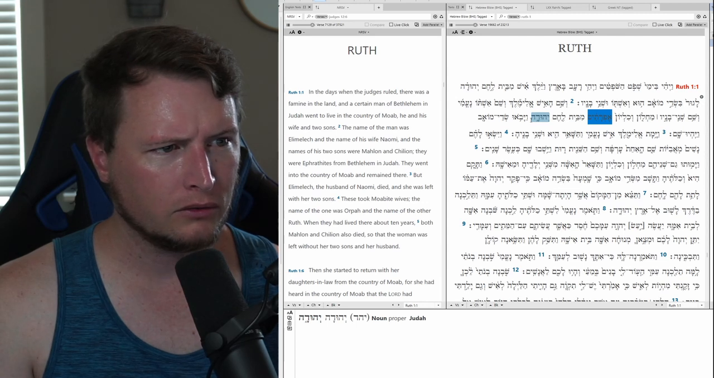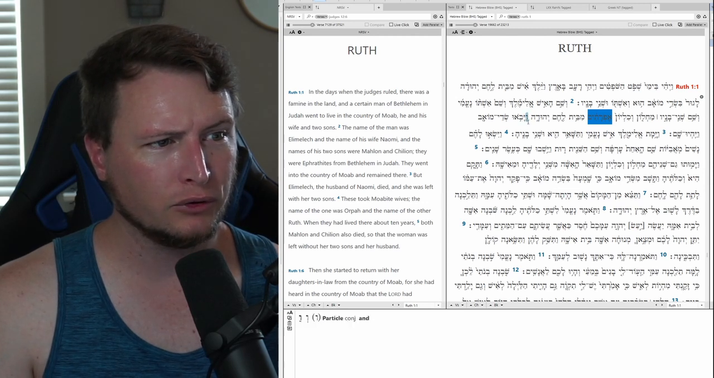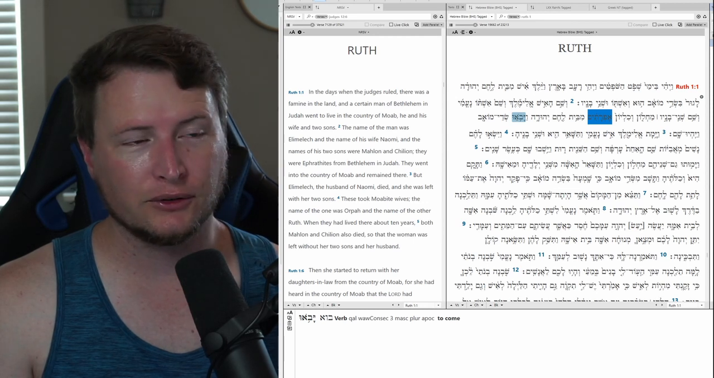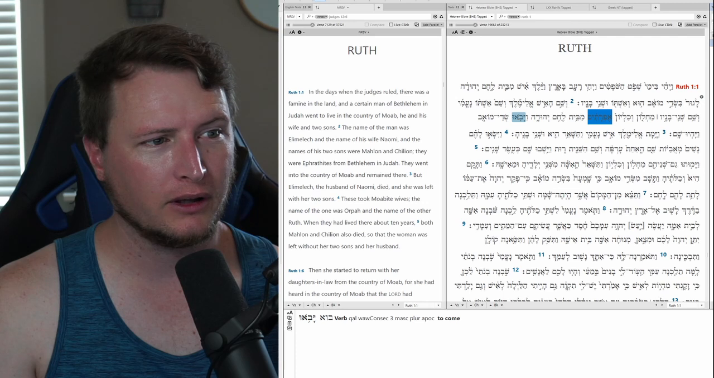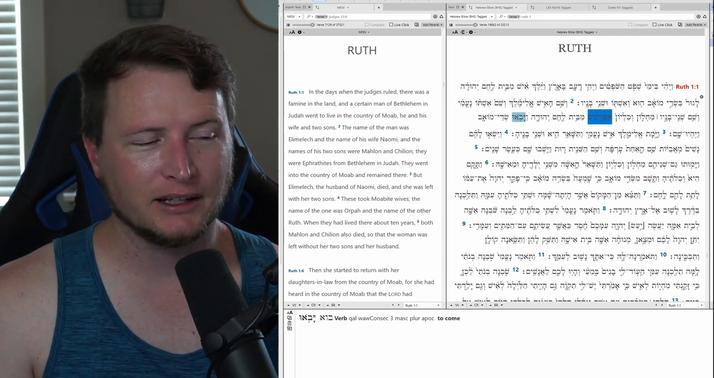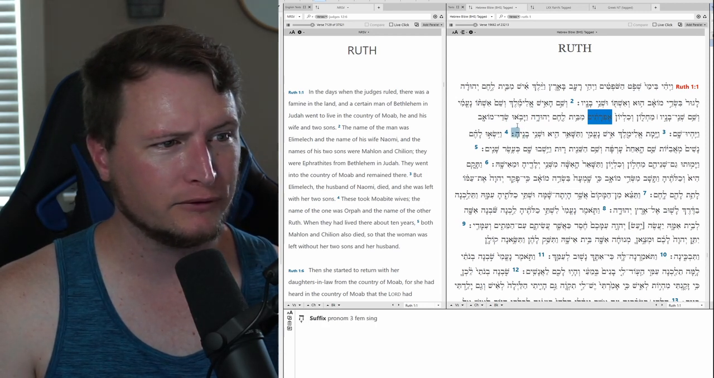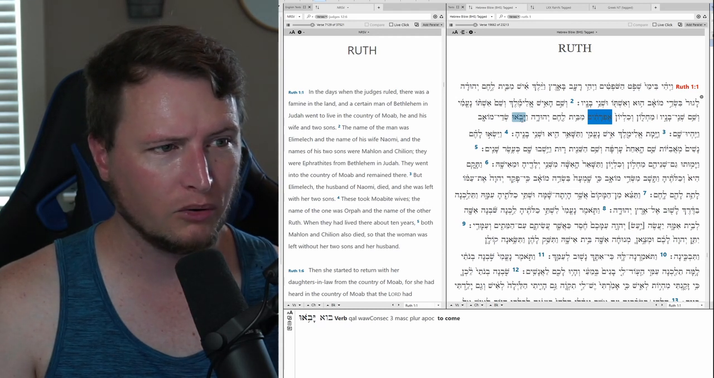Vayavo, ooh, that's an interesting one. Vayavo'u. Remember the aleph is a guttural, so it's technically not even pronounced. So we have the vo, and then a little bit of a pause, you could say an apostrophe, and then u with the shureq. Vayavu, vayavo'u, which is from bo, to come.